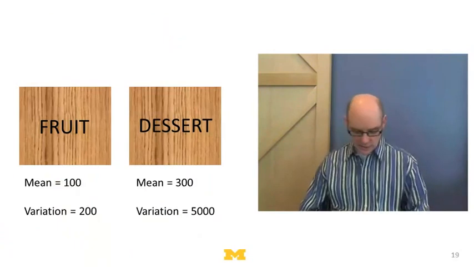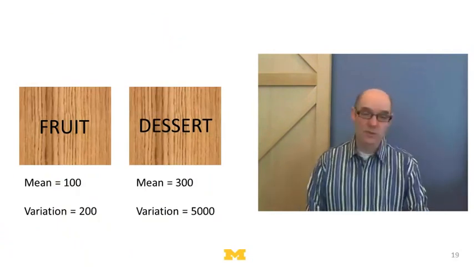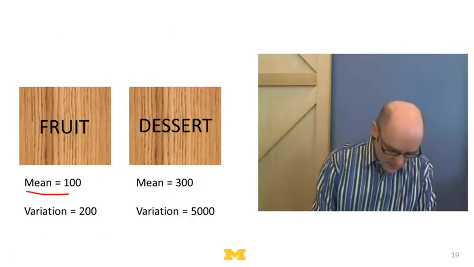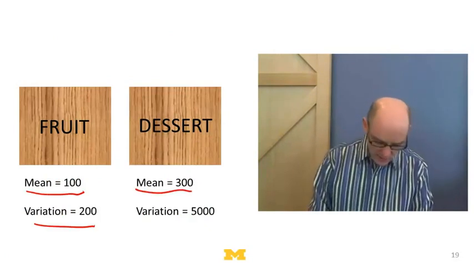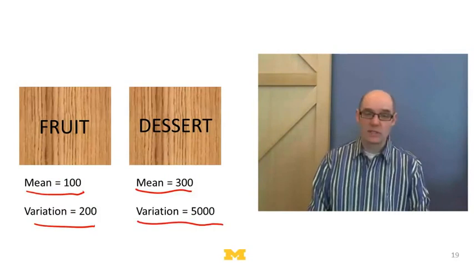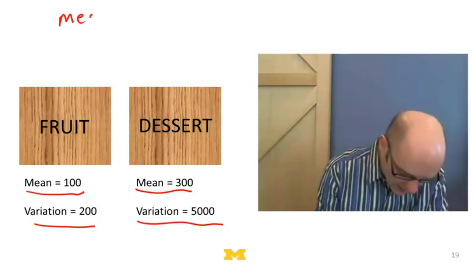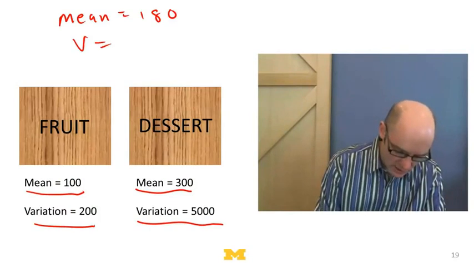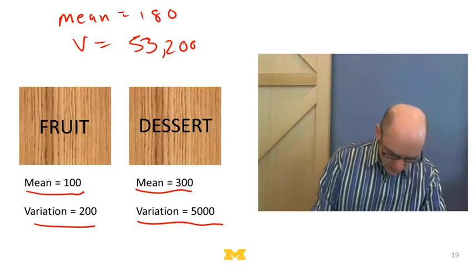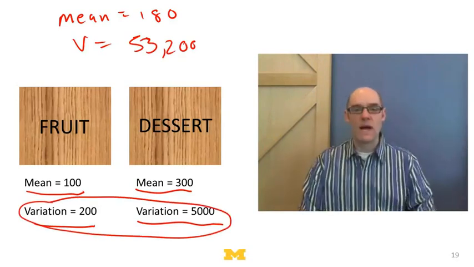All right, so let's clean this up a little bit. What I did is, by creating two categories, a fruit category and a dessert category, I now have a mean in the fruit category of 100 and a variation of 200, and a mean in the dessert category of 300 and a variation of 5,000. Now let's think about what I started out with, right? When I had all this stuff together, I had a mean of 180 and a variation of 53,200. Now look at how much my variation has gone down. It went from 53,000 to 5,000.